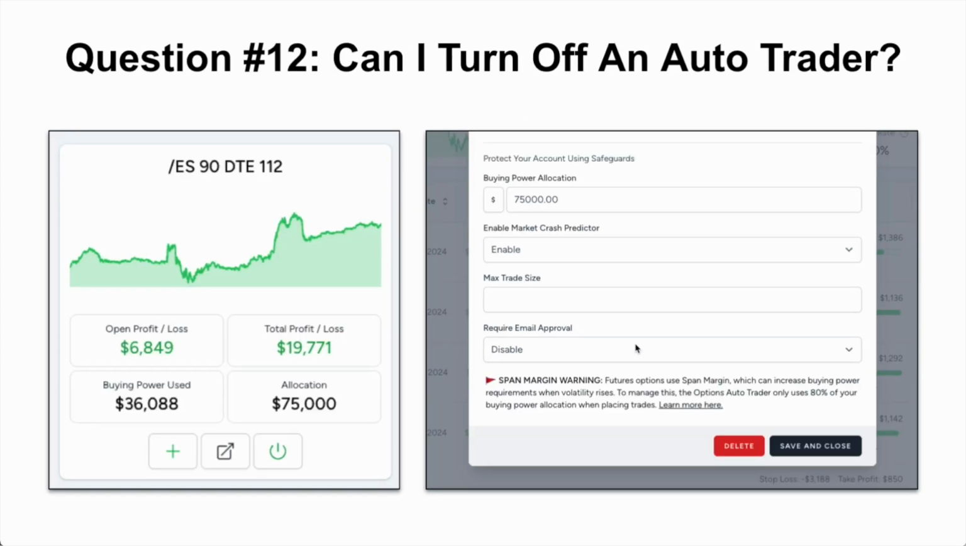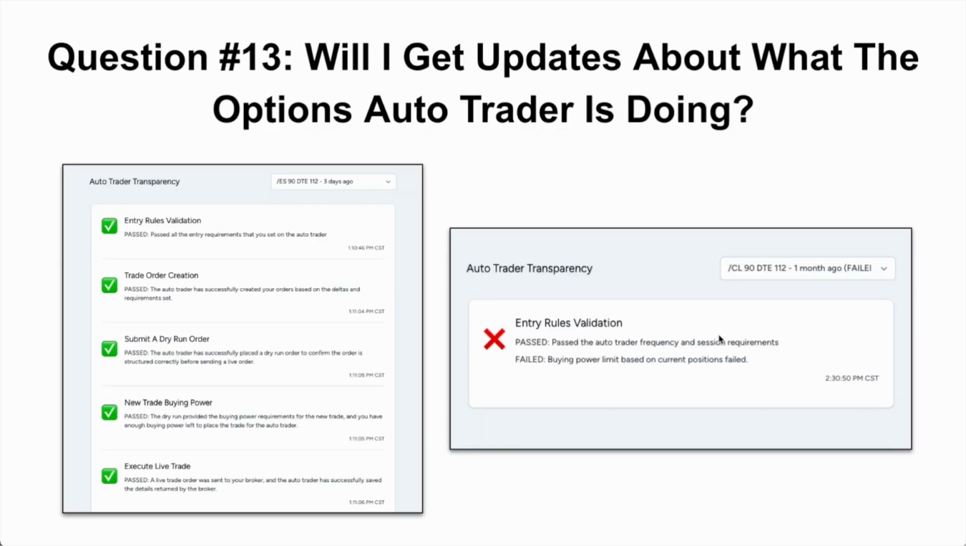Question 12 is, can I turn off an auto trader? Of course, you can do that by clicking on the power button, and if the power button's red, that auto trader is not on, which means that it will not place any more trades. Again, if you have active trades inside of an auto trader, it will manage those trades so that they stay safe. But the power button being off and on controls if it will enter new trades or not. And then also you can always just delete your auto trader if you want.